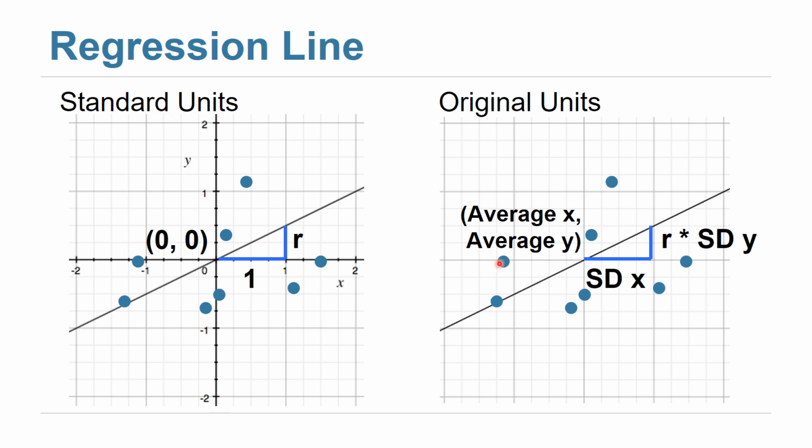To do that in the original units, we have to find out the slope in the original space. The slope in the original space, as we saw last time, will be r times the standard deviation of y divided by the standard deviation of x. And generally, this line will not go through the origin. It might, but it's not always the case. So the intercept of this line, as we saw last time, will be the average of y minus the slope times the average of x.